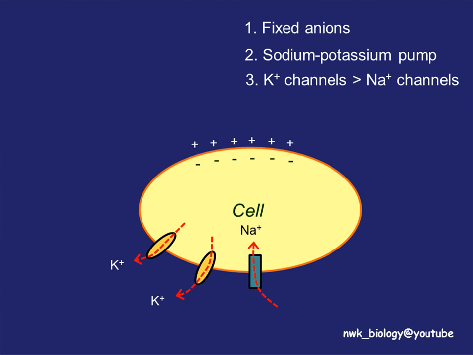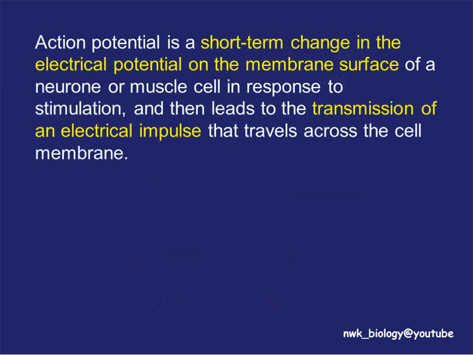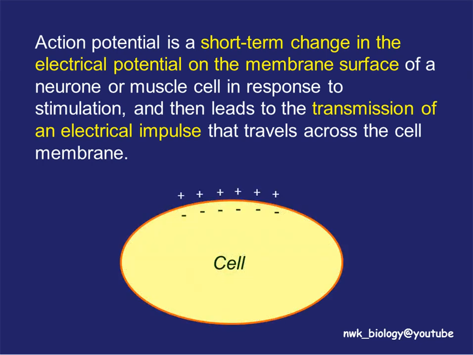Now you understand membrane potential. What about an action potential? Action potential is the technical term for impulse. Action potential is defined as a short-term change in the electrical potential on the membrane surface of a neuron or muscle cell in response to stimulation, and this leads to the transmission of an electrical impulse that travels across the cell membrane. Which means when the cell receives a stimulus, this stimulus will create a short-term, temporary change on the membrane potential. This short-term, temporary change on the membrane potential is referred to as action potential or impulse.